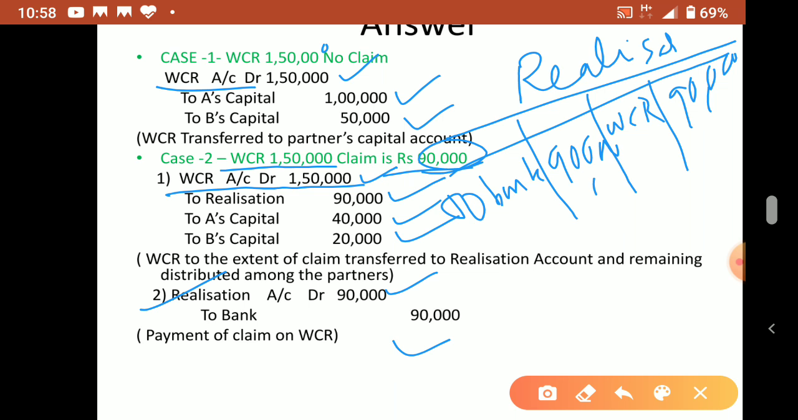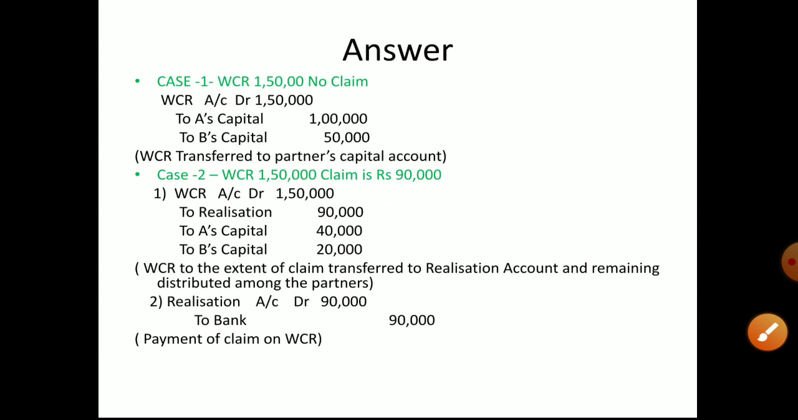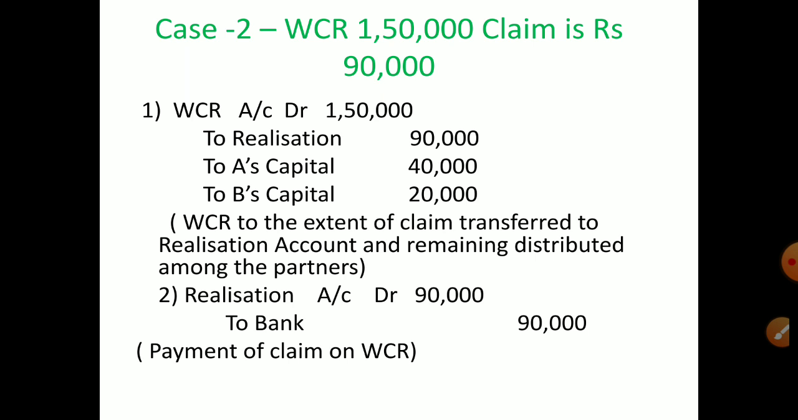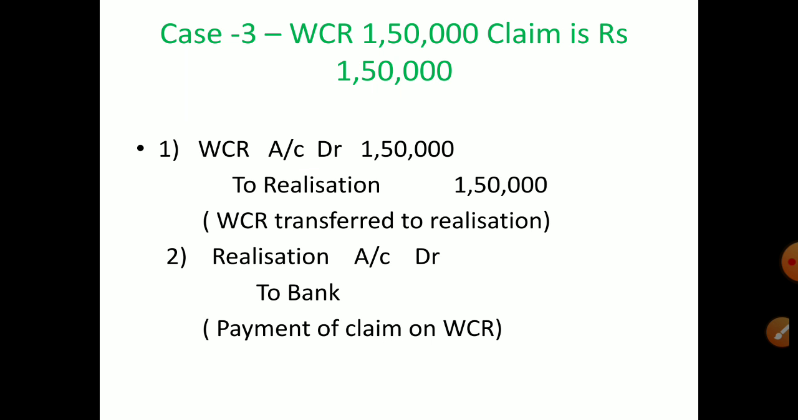Before this, what will be there? Those assets and liabilities, whatever we transferred, that will appear. Now you see, on both sides that WCR is over. 90,000 we took but 90,000 paid also. The remaining amount they shared. Actually, this is repeated, the second case only.